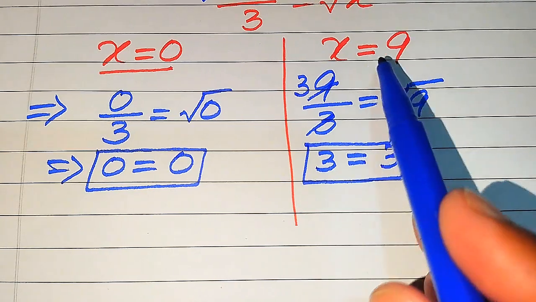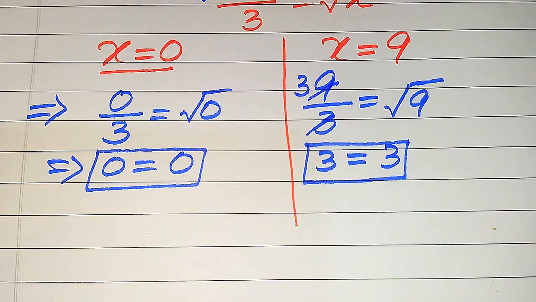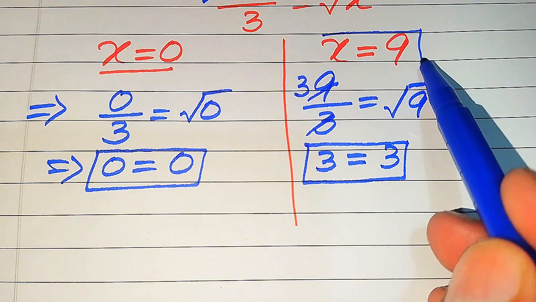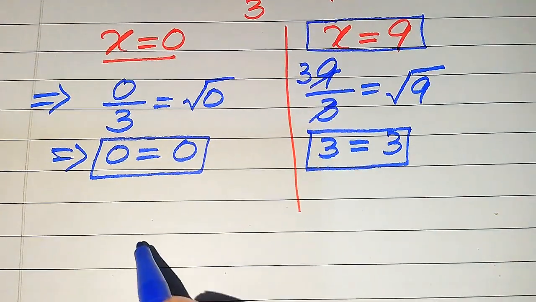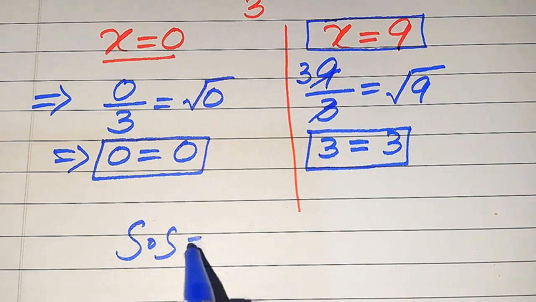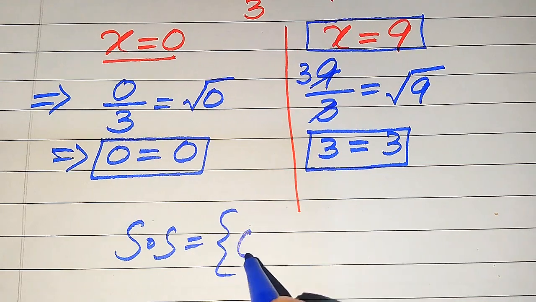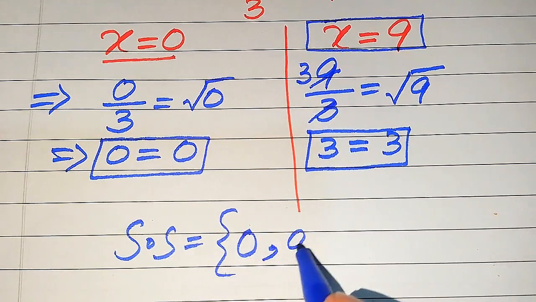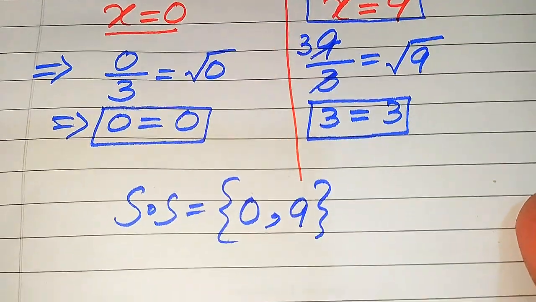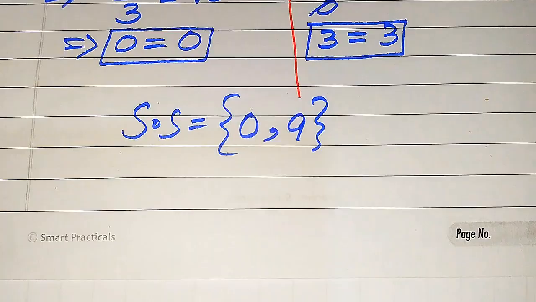It means that the second value, x equals 9, satisfies our given question statement. So in the first method our final conclusion is that the solution set is 0 and 9. This is the solution set which we get here from the first method.